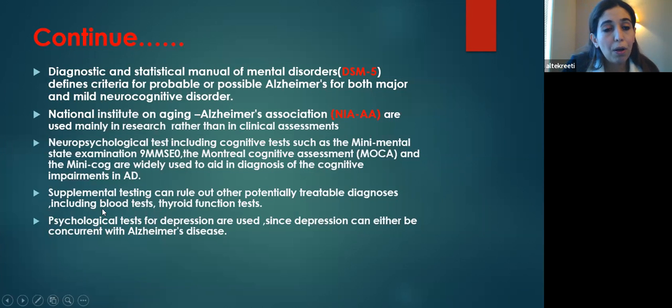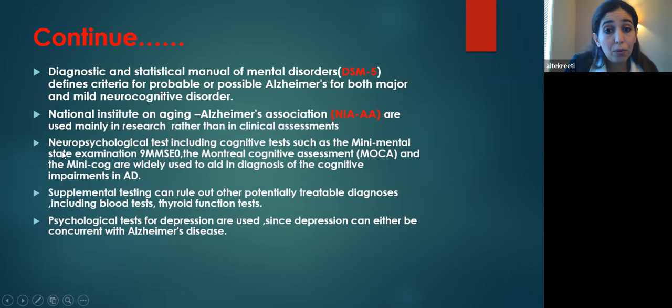And for more, to diagnose Alzheimer's disease, we have many tools. The Diagnostic and Statistical Manual of Mental Disorders, DSM-5, defines the criteria for probable or possible Alzheimer's for both major and mild neurocognitive disorder. And we have other tools, like the National Institute on Aging-Alzheimer's Association criteria, NIA-AA. This is mainly used for research rather than clinical assessment of the patient with Alzheimer's.